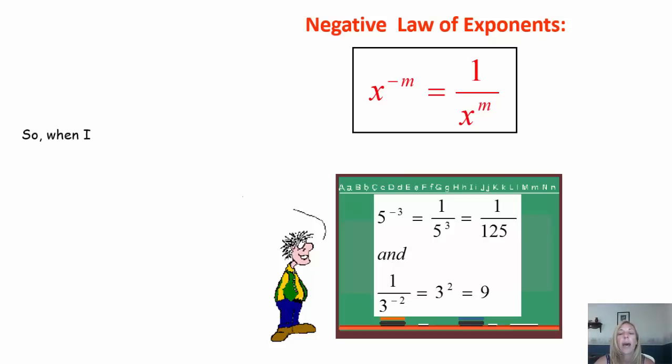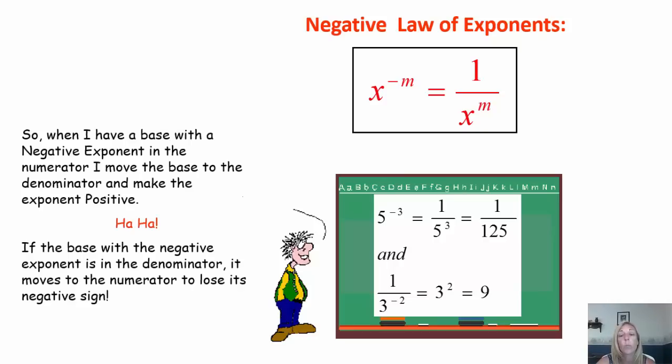Notice, though, that on the bottom, it says 1 over 3 to the negative second. Notice when the negative is on the bottom or the denominator of my fraction, in order to make it positive, all I have to do is take that denominator and make it my numerator, and it becomes a positive exponent. Because if I put that over 1, that is my numerator. So when I have a base with a negative exponent in the numerator, I move the base to the denominator and make the exponent positive. If the base with the negative exponent is the denominator, it moves to the numerator to lose its negative sign.